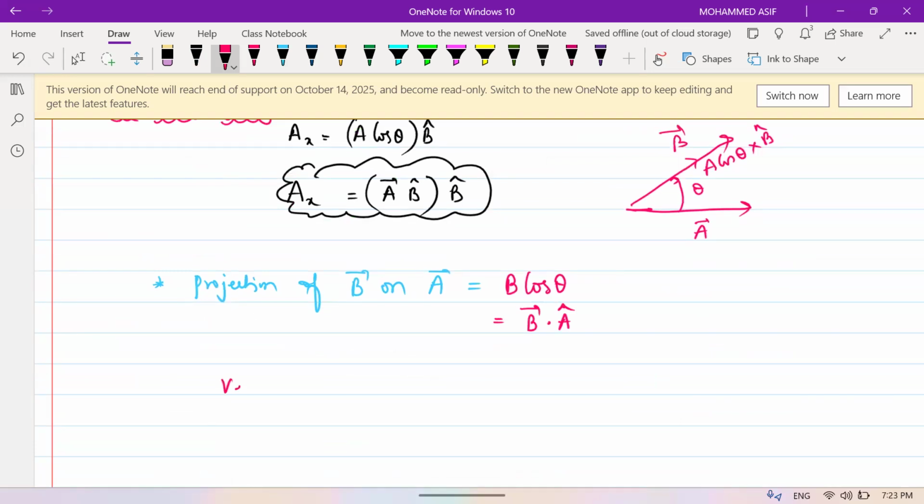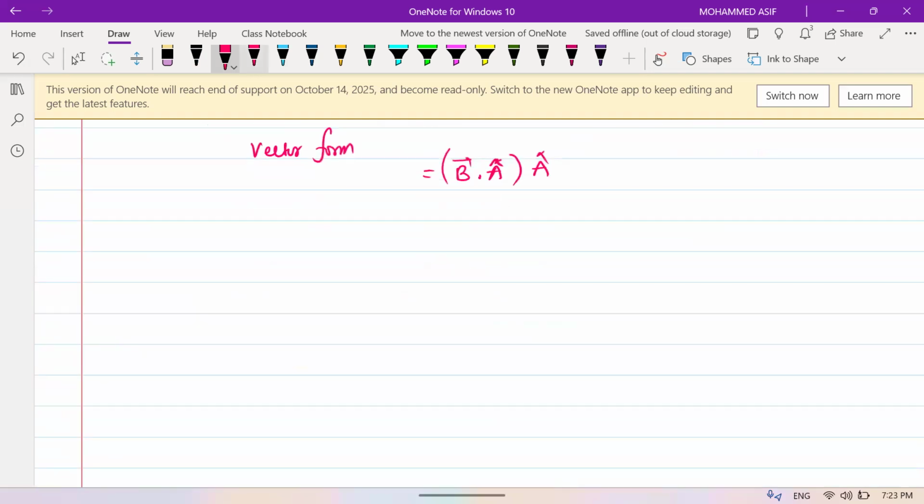In vector form, what will be the vector form? Can anyone tell me? It will be B bar dot A cap, multiplied by A cap. Am I clear? Yes, sir. Sure. Let us try to do one problem better.